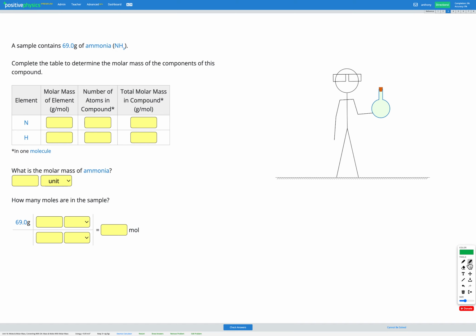In this question, we have a sample that contains 69.0 grams of ammonia, NH3. Our goal is to figure out how many moles are in the sample. To do that, we're first going to need to find the molar mass. So let's go ahead and use our periodic table to find the molar mass of nitrogen and hydrogen, which are our two ingredients for ammonia.